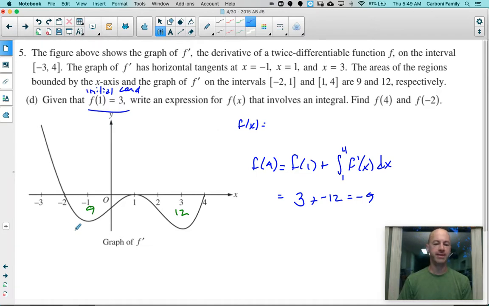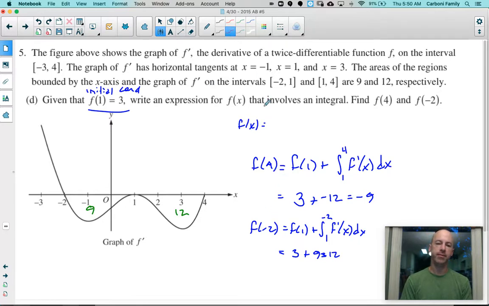And then we'll do the exact same thing for f of -2. F of -2 is going to be f of 1 plus the integral from 1 to -2. And it is okay to go from right to left. Nothing wrong with that. You just have to remember that that is a negative direction. So f of 1 is 3. The area from 1 to -2. Now, this region is below the x-axis, and we are going from right to left. That is 2 negatives. So we will add that area of 9 to get a final area of 12. So there is f of 4 and f of -2.